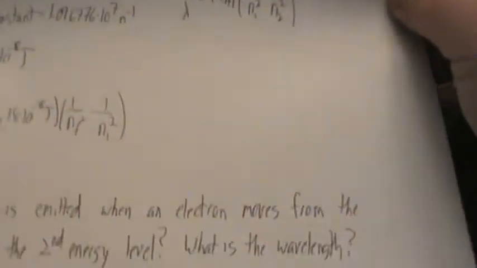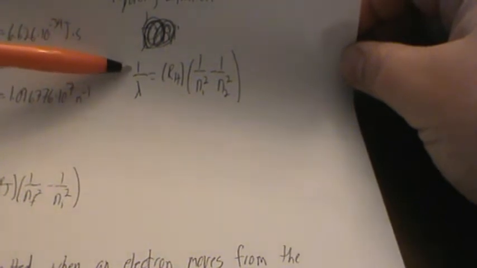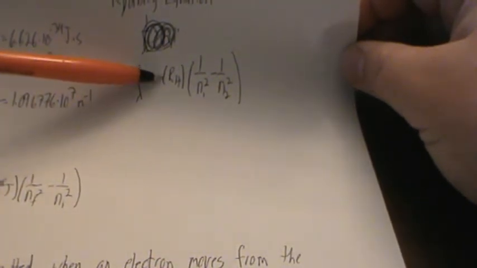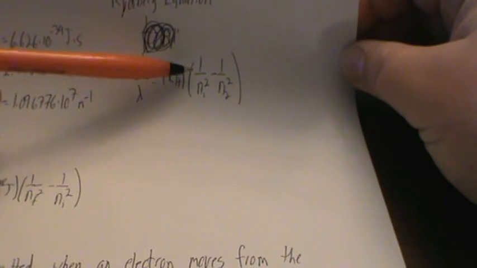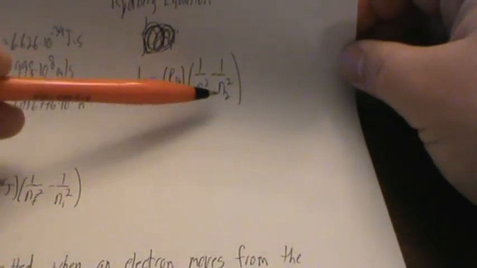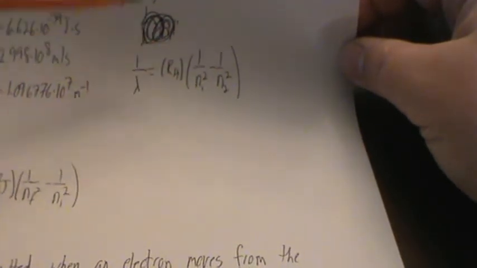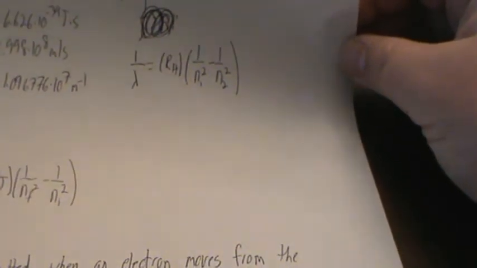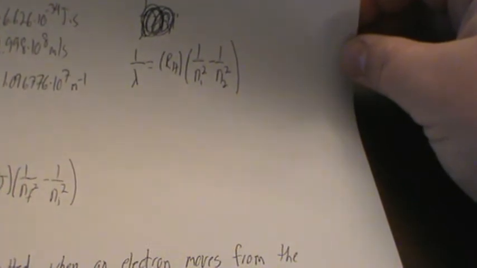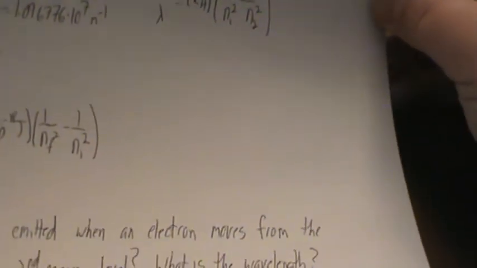And with the Rydberg equation, another thing that we can find is we can use it to solve for the wavelength. So the inverse of the wavelength is equal to the Rydberg constant times 1 over n1 squared minus 1 over n2 squared. Now, these n's represent the energy levels that the electron is going to be at, if it's going from the excited state down to the ground state, or going from the ground state up to the excited state.